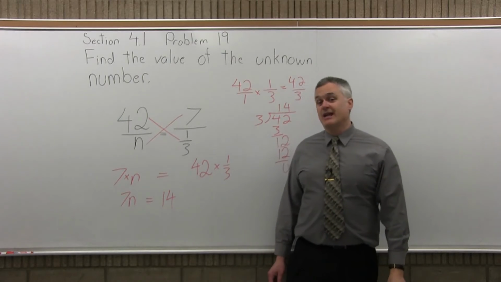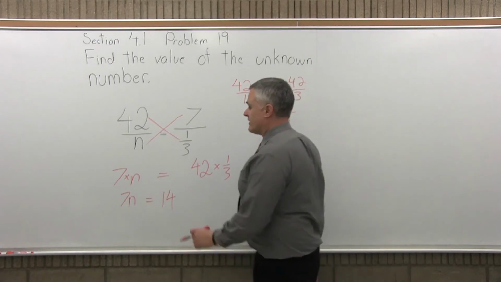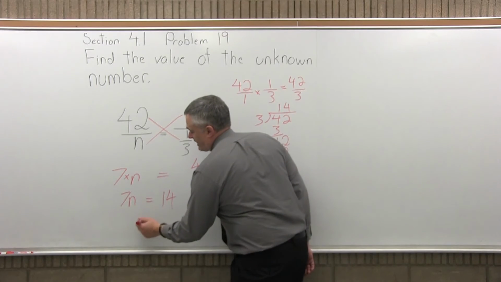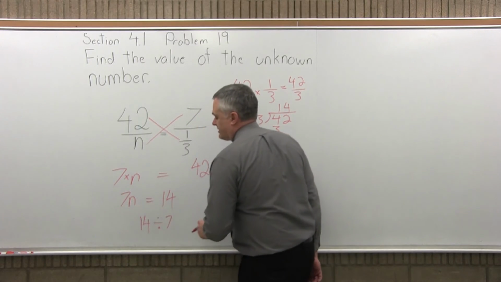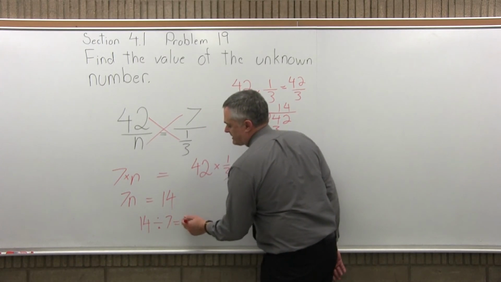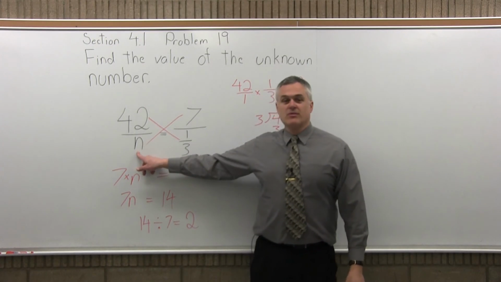So I have 7n equals 14. And I want n equals, not 7n equals. I'd like to get rid of the 7. And the way I do that is divide the 14 from one side by the number in front of the n on the other side, which is 7. 14 divided by 7 is 2. So the value of the unknown number in this problem is 2.